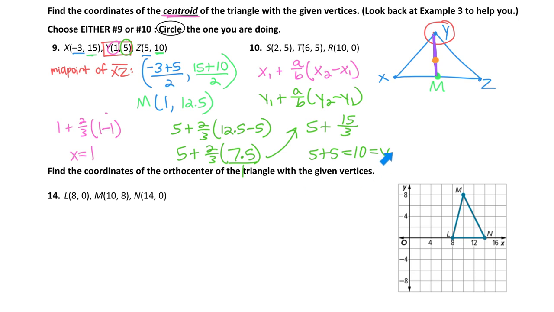So x, y, the coordinates of my centroid are 1, 10. And that's it. Now you could have done number 10 the same way. And then also you could have done it where you find the equation of this line and do the equation of another median and then solve the system intersection like we have to do with orthocenter, but no use. This does just the same thing a lot easier and a lot quicker.